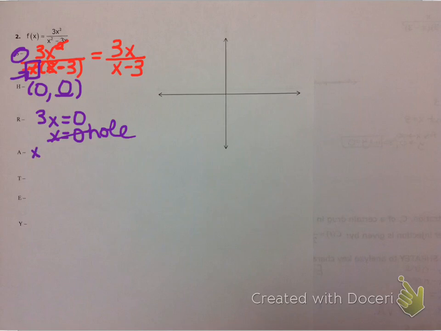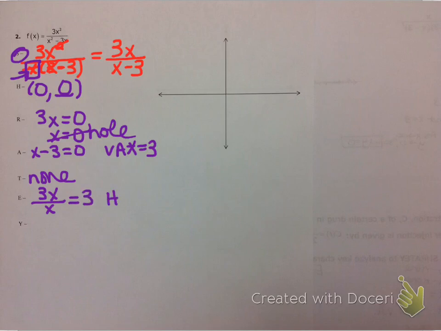Then the A step, we take our denominator and set it equal to 0, and we know we're going to have a vertical asymptote at x equals 3. There are no special squared factors, so no T-step. The E step will take the leading term of the simplified numerator and the leading term of the simplified denominator, and it reduces down to a constant. So this time we have a horizontal asymptote at y equals 3, so it's a constant.